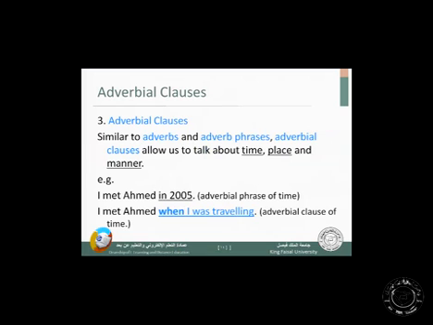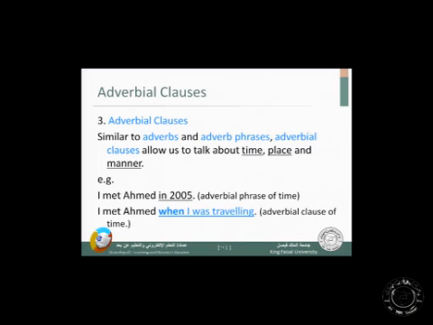Alright, now as we said, we move on to talk about adverbial clauses, one of the other types of subordinate clauses, the third type in fact. We talked first, in the previous lecture, about noun clauses, then earlier in this lecture about relative clauses. Adverbial clauses are similar to adverbs and adverb phrases, so they allow us to talk about time, place, and manner, just like adverbs and adverb phrases which we discussed previously.